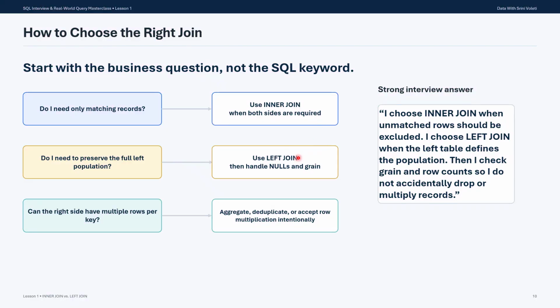Then ask whether the right side can contain multiple rows per key. If yes, you must decide whether to aggregate, deduplicate, or intentionally work at the lower grain. This slide also gives you a strong interview answer. It shows that you understand both the syntax and data quality risk.